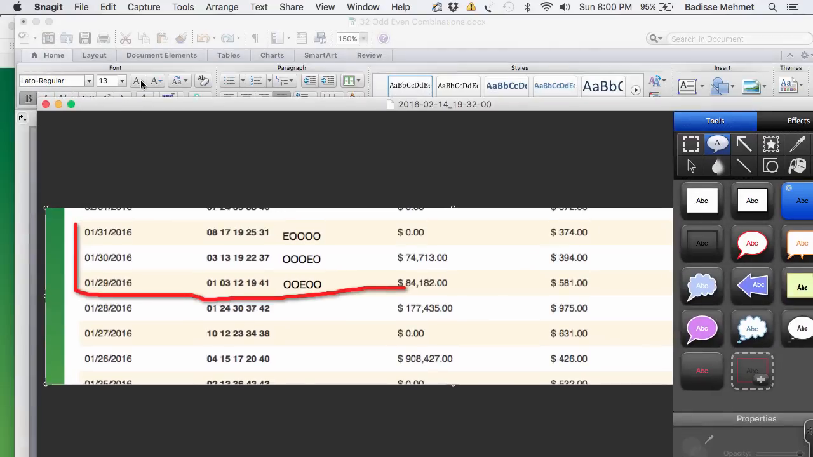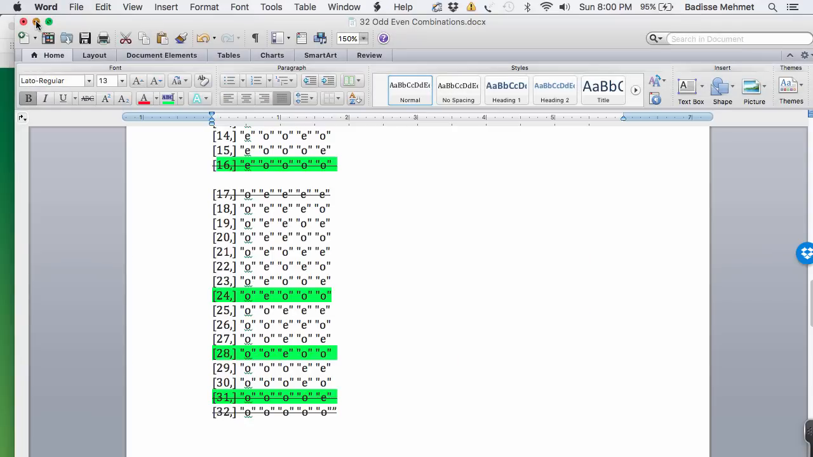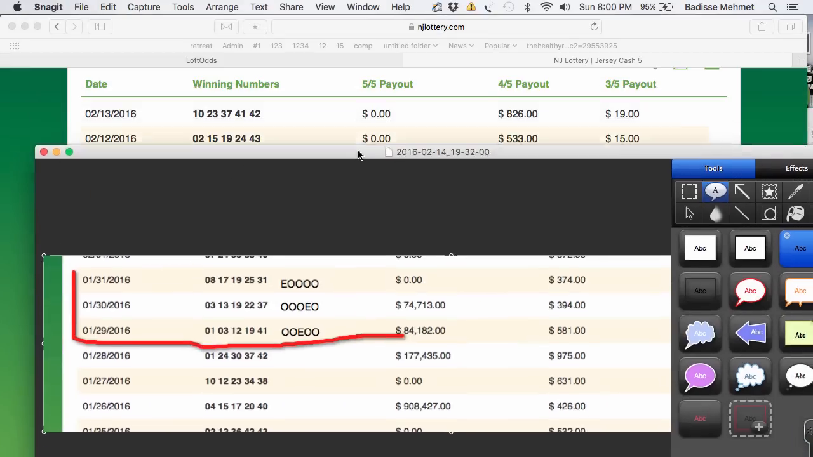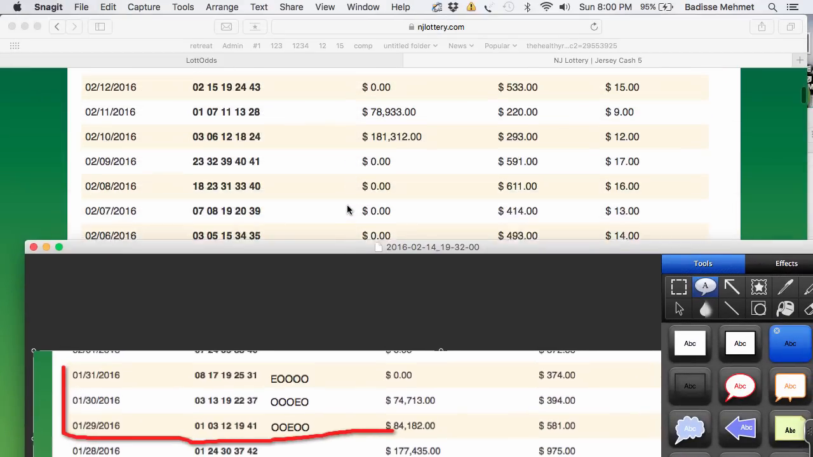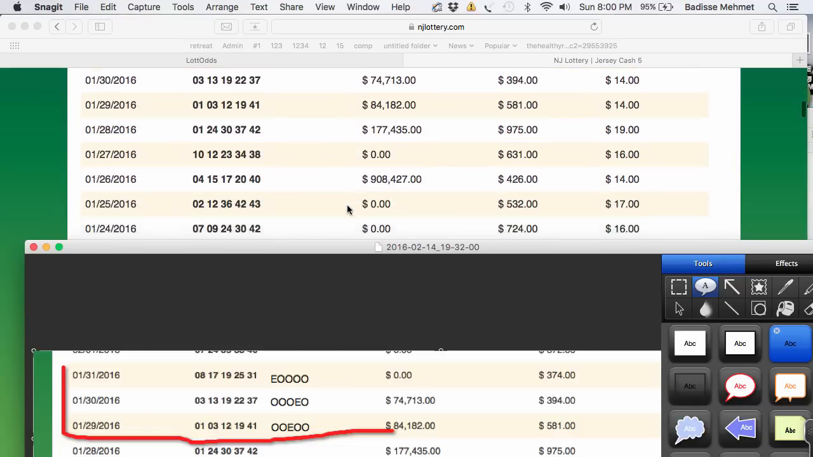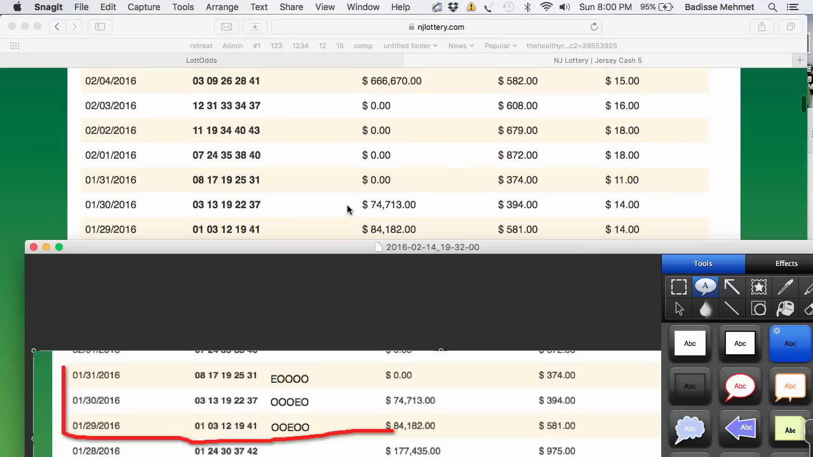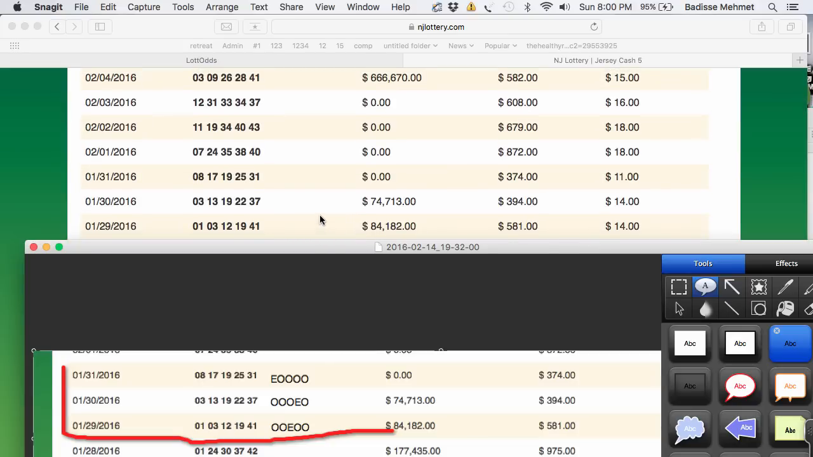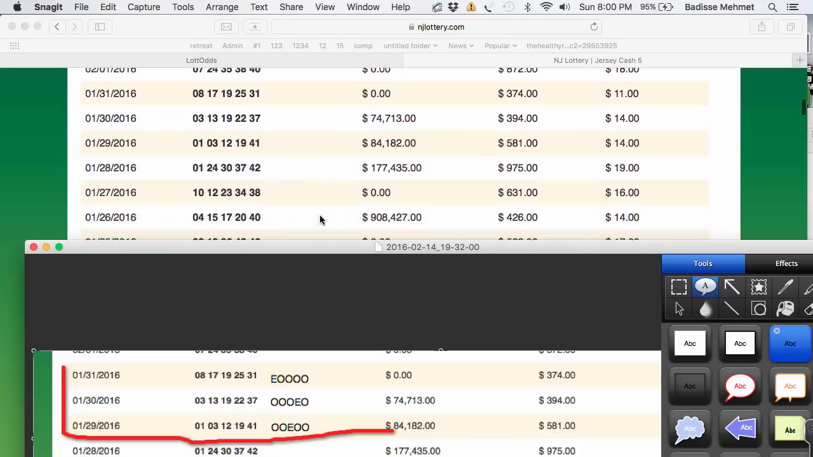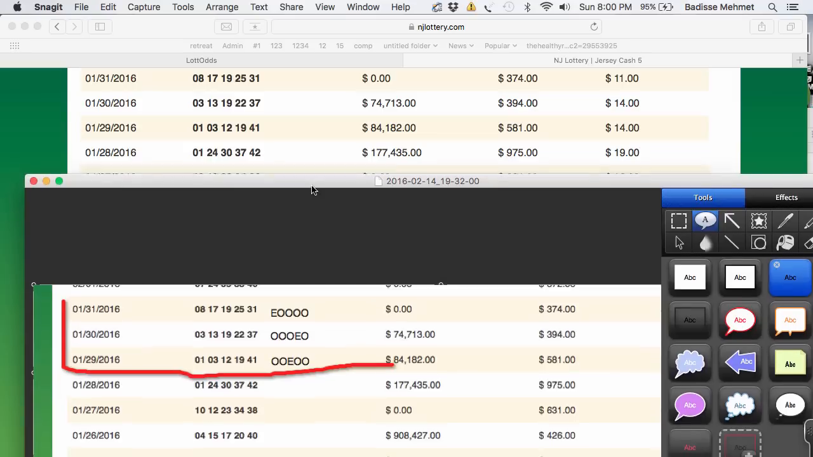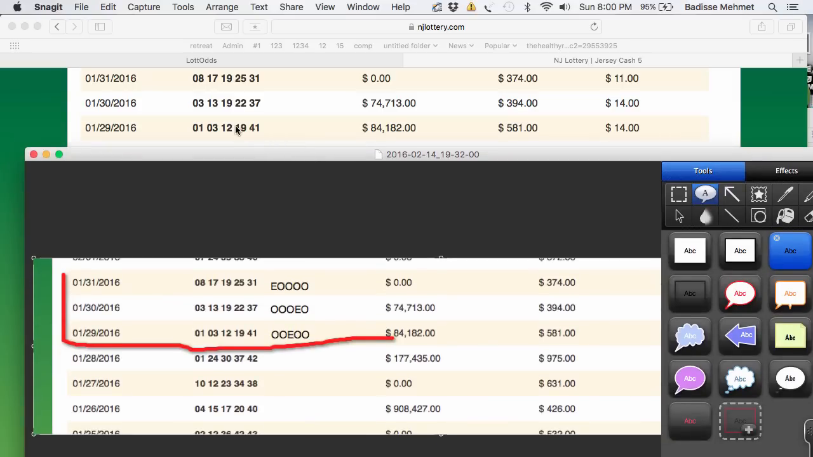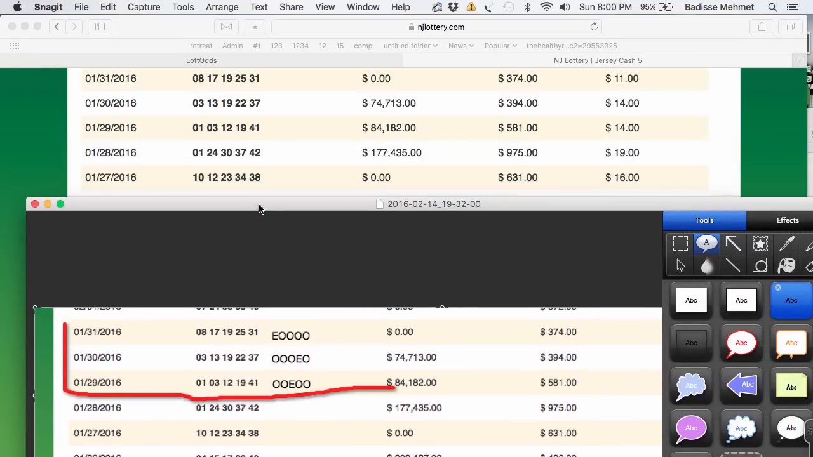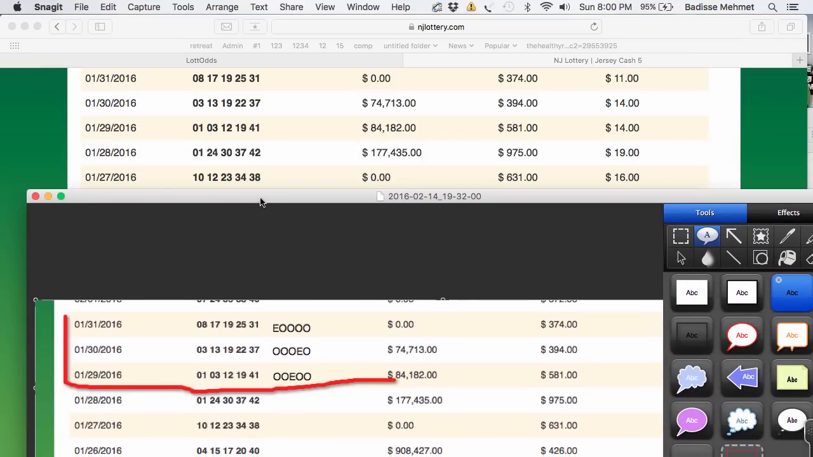So let's go to the New Jersey Lottery and check out January 29th. What do we have there? January 29th to the 31st. Look what we have here. I'm going to go back one further because I want to see the odd even patterns coming out vertically. When I say vertically, I mean from top to bottom or bottom to top.